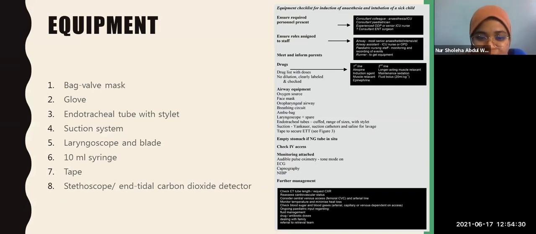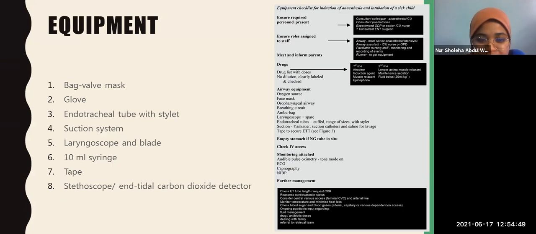The equipment needed for ET intubation: first, the bag valve mask. The bag valve mask must fit the nasal bridge and the chin of the patient without covering the eyes of the patient. Second is the gloves. Next is the endotracheal tube with stylet.